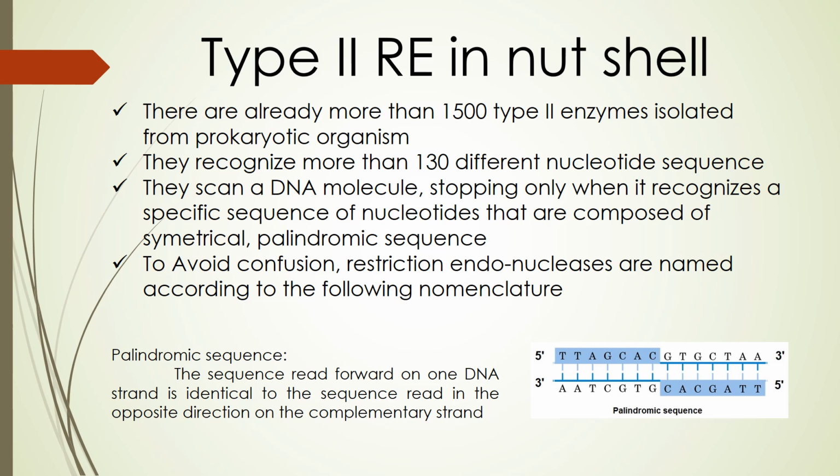Here I want to tell you what a palindromic sequence is. A palindromic sequence is a DNA sequence that is actually a mirror sequence. See here T, T, A, G, C, A, C. If we mirror these sequences, we get C, A, C, G, A, T, T. This is the actual mirror. This is one strand and this is the other strand of DNA.